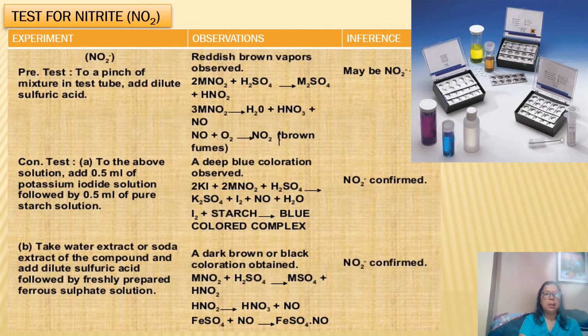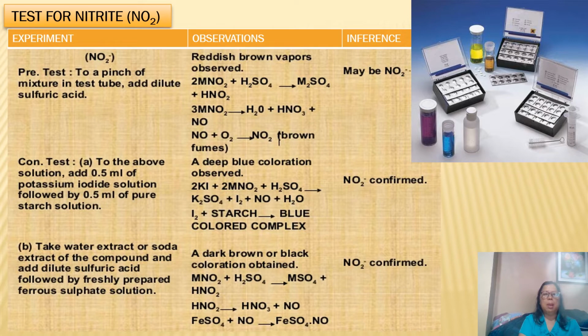So for the pretest, sulfuric acid is added. And then if a reddish brown vapor is produced, you can say that maybe nitrite is present. Now, to confirm whether it is nitrite or not, the solution is added with KI or potassium iodide, followed by 0.5 ml of starch solution. If a deep blue coloration is observed, just like this, you can say that nitrite is present.